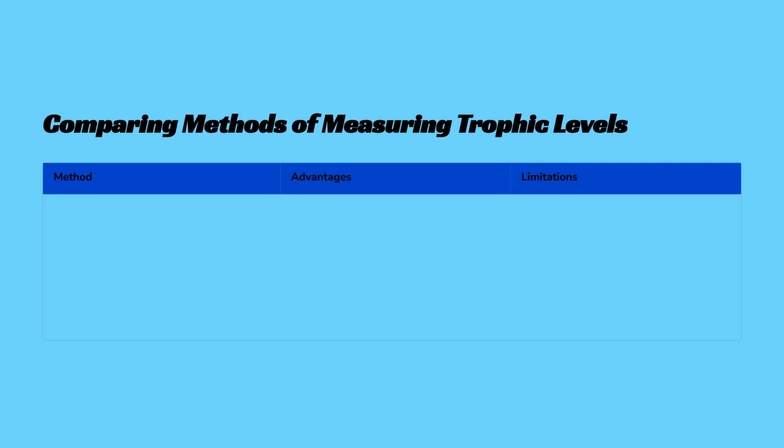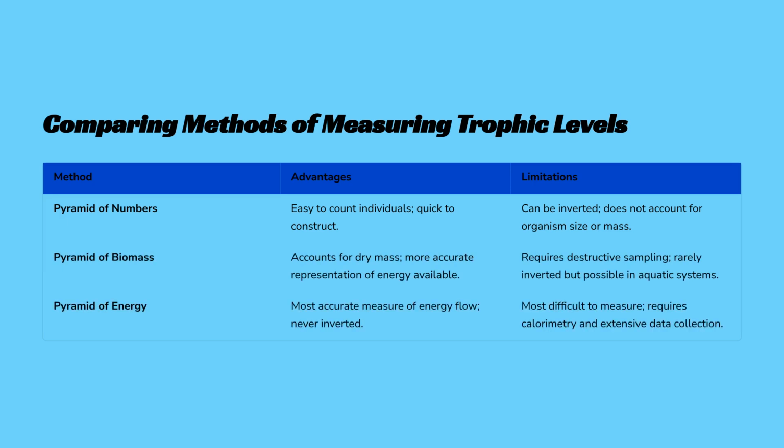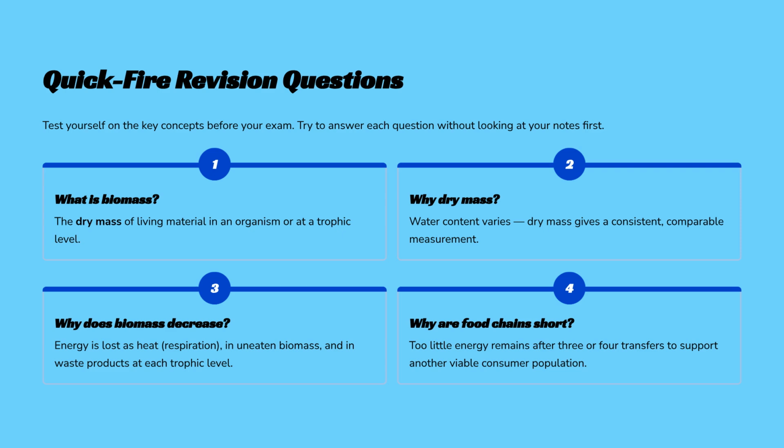When comparing measurements, remember, pyramids of numbers are simple but can be misleading. Biomass pyramids are more accurate, while energy pyramids are the most precise but the hardest to collect data for. Test your knowledge with these quick-fire questions. What is biomass? Why do we use dry mass? Why does it decrease? And finally, why are food chains limited in length? Try answering these without notes.